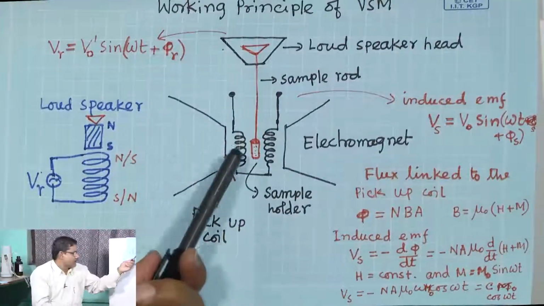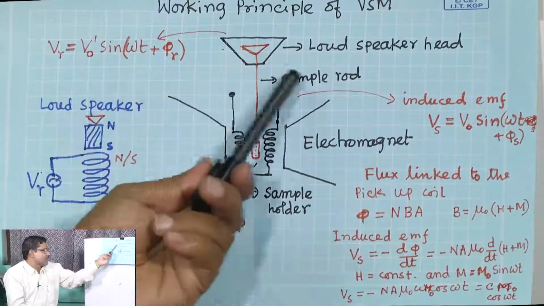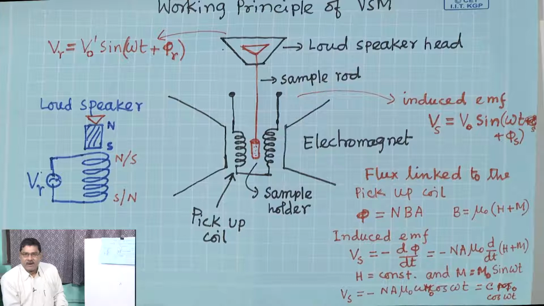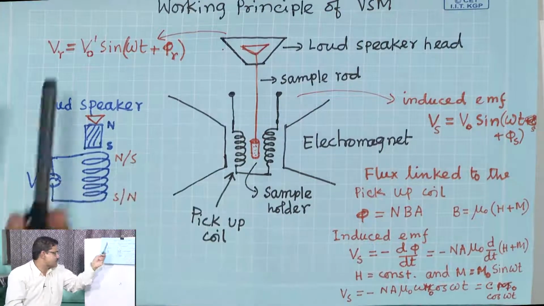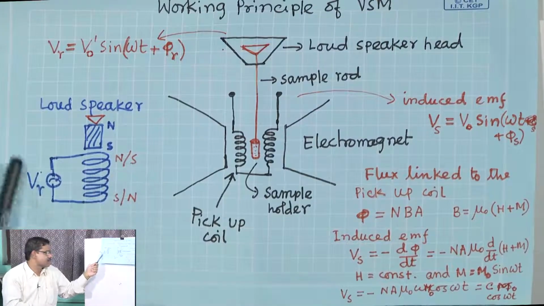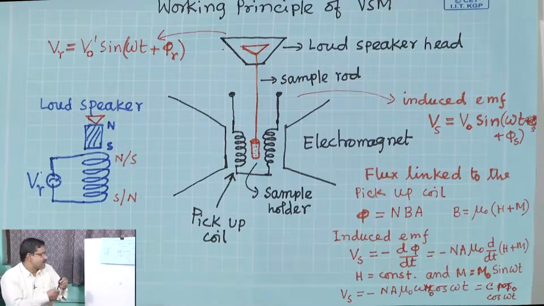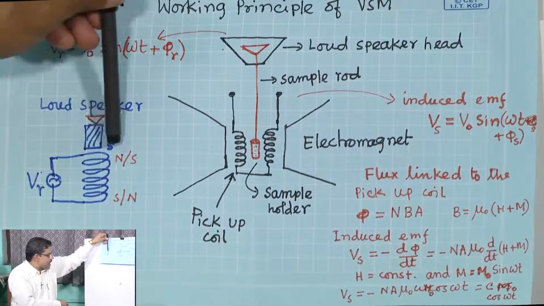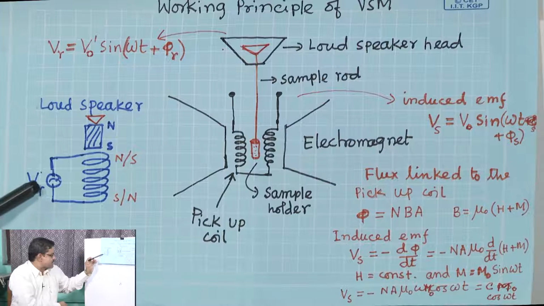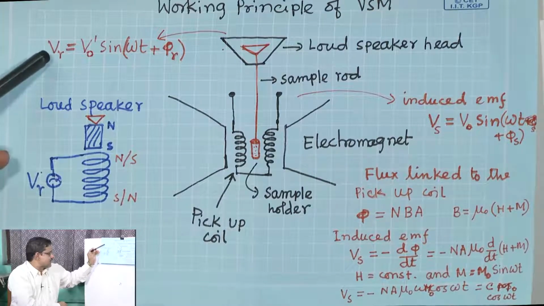This is purely based on Faraday's induction law. Now here, when we give an AC signal to the loudspeaker head, how does it vibrate? Inside, what is there? You know, loudspeaker. Inside there is a coil like this, and inside and on top of this coil there is a permanent magnet, a bar magnet. Now the AC signal in this coil is given, that is VR.